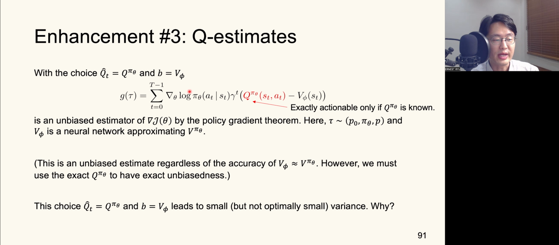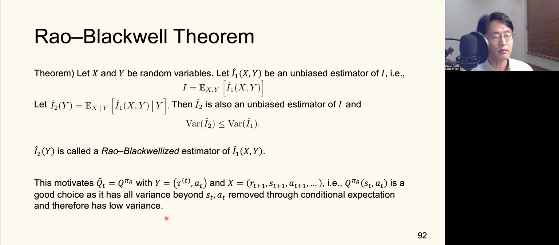So for now, let's just assume that we could make this choice. So Q hat is Q pi theta and B is V phi. This would lead to a small, but not optimally small variance. So this would be a good choice, although not the exact optimal choice. Now, why would this be a good choice? To explain this, we need to understand the Rao-Blackwell theorem.